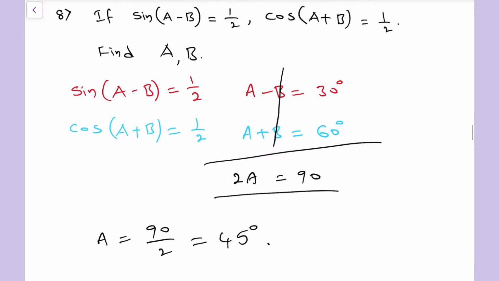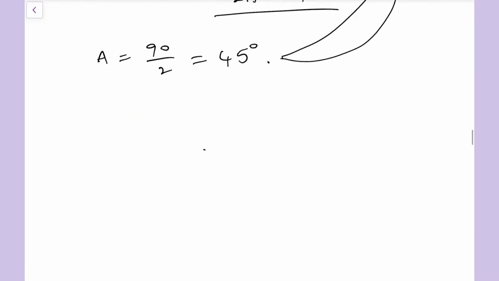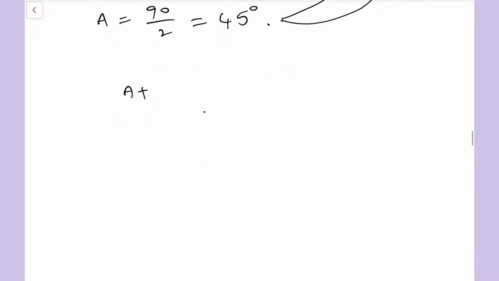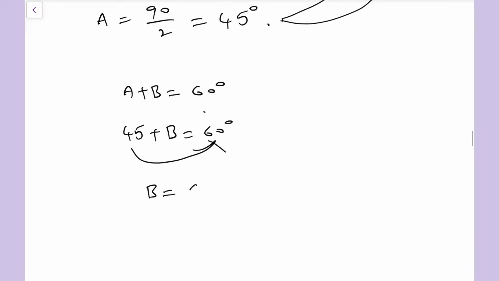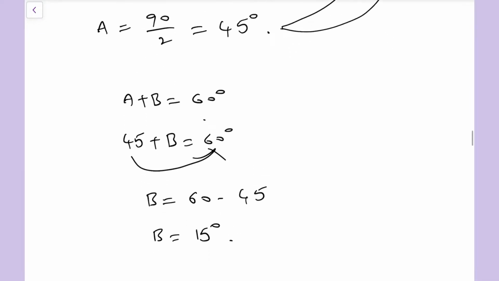Now this a value, we need to substitute either in the first equation or in the second equation. It's up to us. Now I am taking a plus b equals 60 degrees. A value is 45 degrees, plus b equals 60 degrees. Taking 45 to the right side, b equals 60 minus 45. Then b equals 15 degrees. So angle A we got as 45 degrees and angle B we got as 15 degrees.